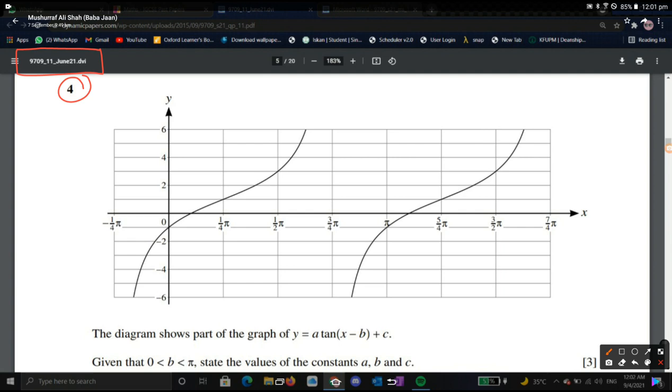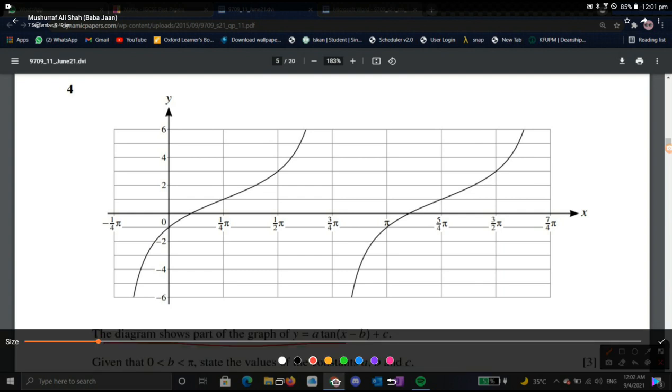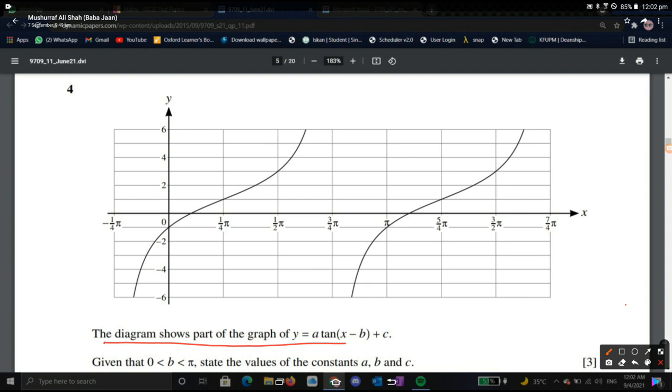Okay. So in this question, the diagram shows part of a graph, and it is mentioned further that y equals a tan(x minus b) plus c. Give a, b, c values in the range of 0 to pi, because you know the complete cycle for tan is 0 to pi. He's asking us to state, so no need to work out; simply give the answers directly from the graph for the constants a, b, c. State means just give the values.